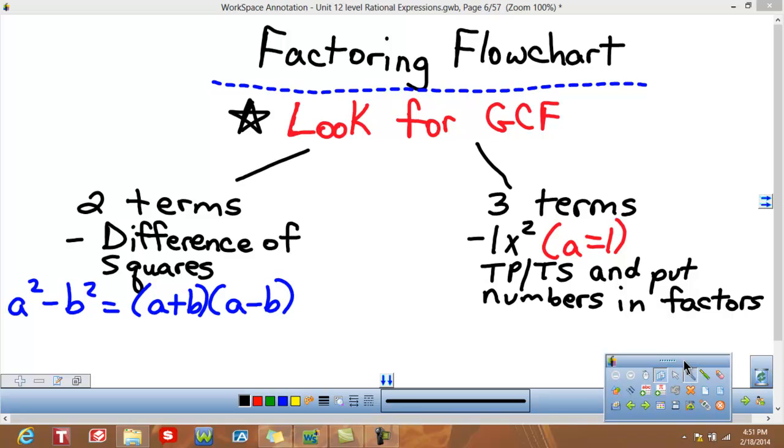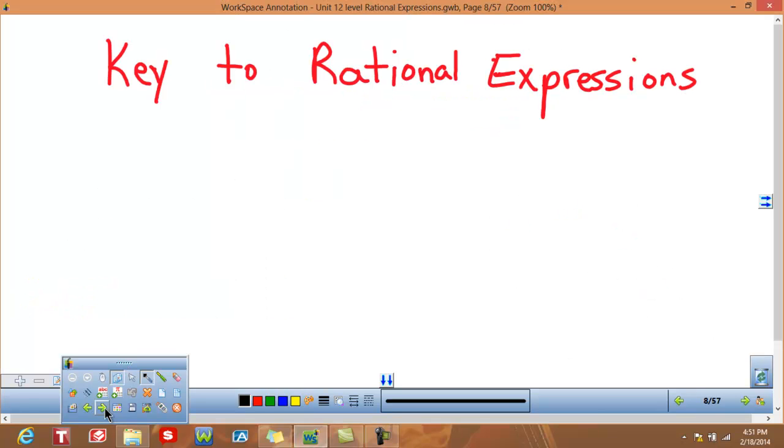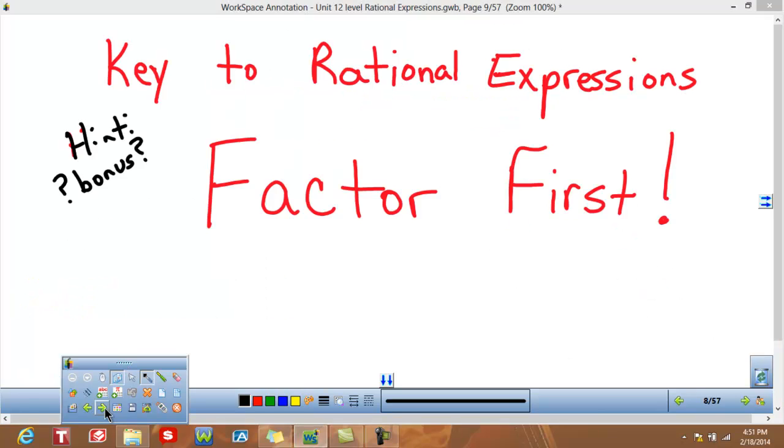If it's three terms, we look to see if it's 1x squared. If it's 1x squared, we do target product, target sum, and put the numbers in the factors. If it's a number that is bigger than 1 in front of x squared, then we use target product, target sum, followed by the box method. Some of you know the grouping method. Whichever method you use is okay. Again, the key to rational expressions is to factor first.